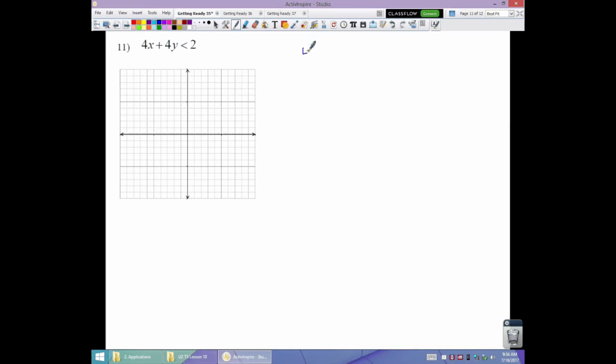Another one. 4x plus 4y is less than 2. Solving for y, we need to subtract 4x on both sides. So that's 4y is less than negative 4x plus 2. Divide everything by 4. Y is less than negative 1x plus 1/2, or 0.5.